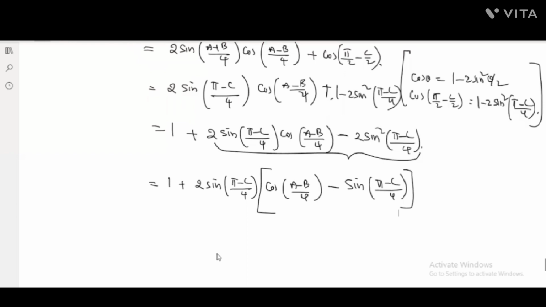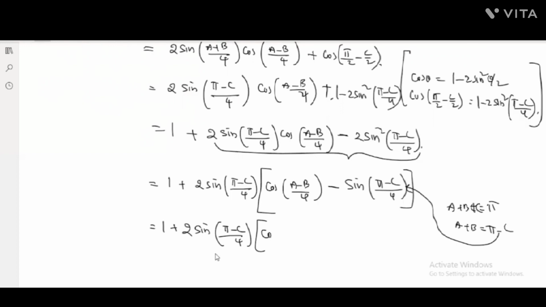So we know that a plus b plus c is equal to 180. A plus b plus c is equal to pi. So from here, a plus b, you will get pi minus c. So this pi minus c value we will substitute here. So what you will get 1 plus 2 sine pi minus c by 4 into cos of a minus b by 4 minus sine of, what we'll get here, a plus b by 4.